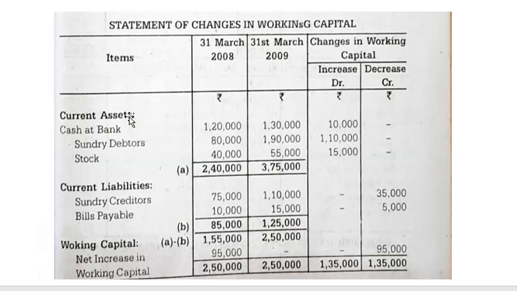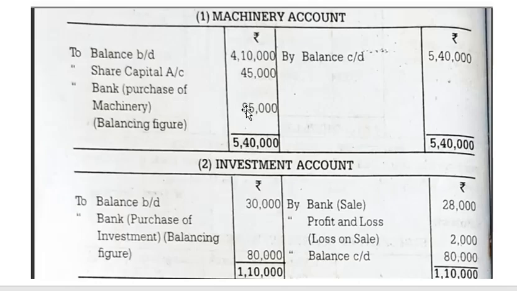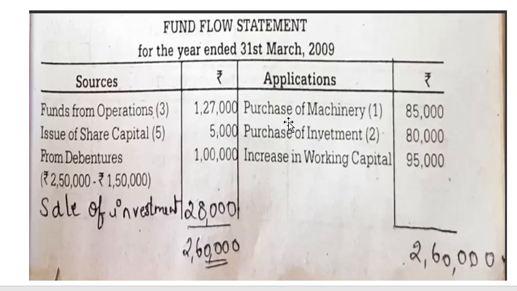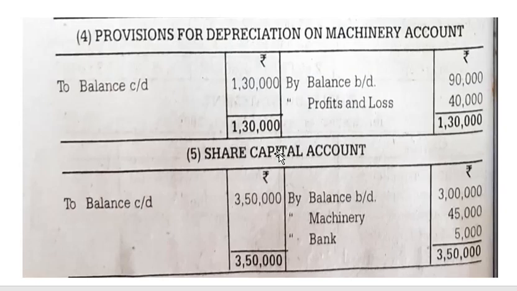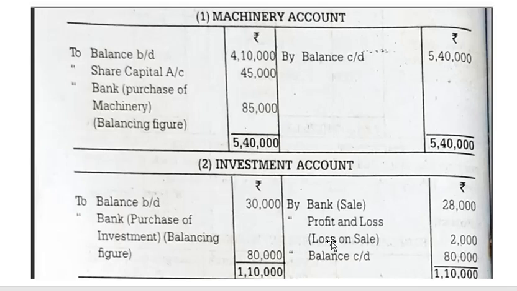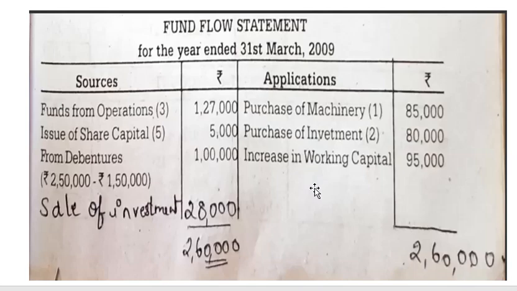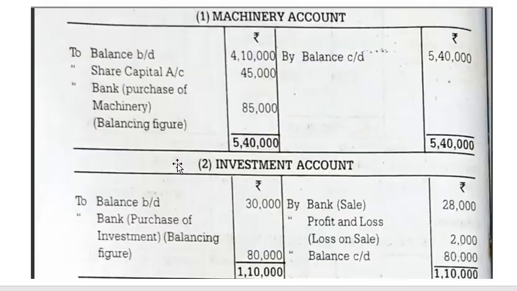See, go to the machinery account. I have written the amount through the working note, that is 85,000. Okay. Now next comes investment. Go to the investment account and check. There is a purchase of investment, as well as a sale. See, "by bank" and "to bank" both we have. So it will be entered on both the application side as well as the sources side. See, sale of investment 28,000, purchase of investment 80,000. Then you check the balance sheet.